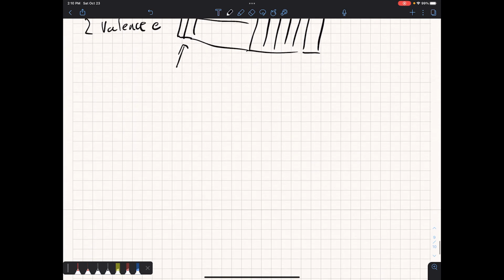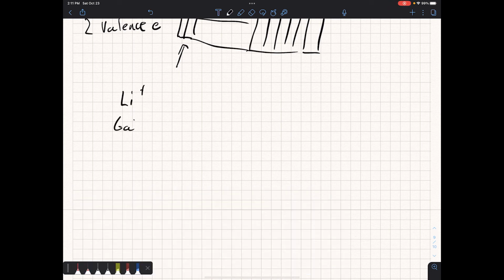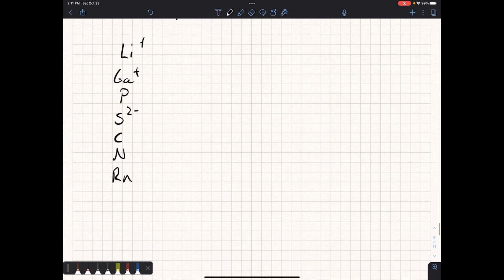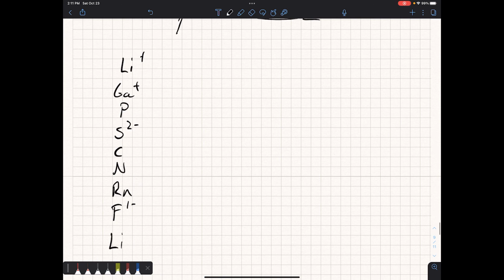Okay, so now we're moving on to this next question. We have: match the following elements with the correct number of valence electrons. So we got a bunch of these. We have lithium plus, gallium plus, phosphorus, sulfur 2 minus, carbon, nitrogen, notably with no charges, radon, fluorine, fluoride with a 1 minus charge, and then lithium here without a charge.